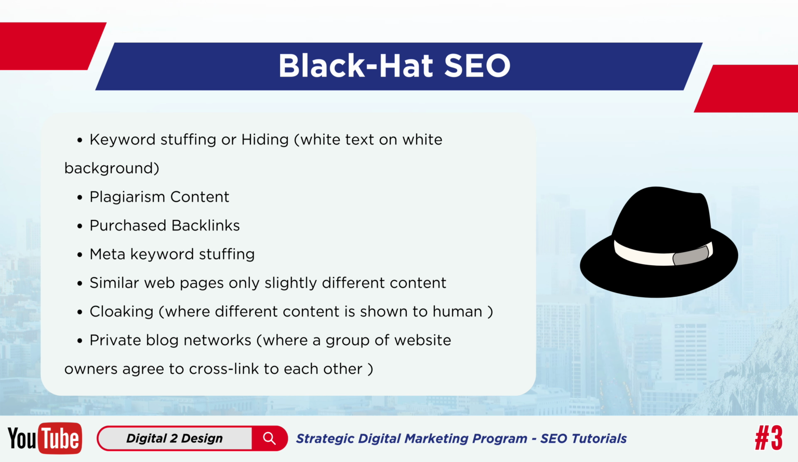Next is black hat SEO. It's used when you want to quickly index your website or make your keywords rank at the top. Examples include keyword stuffing and hidden text techniques. For instance, using white text on a white background so humans can't see it, but search engines can. Other examples are using plagiarized content, taking content from different websites and using it on your website. Next, purchasing backlinks and stuffing keywords into your meta description. Also, creating similar web pages by slightly modifying a blog post and duplicating the content.